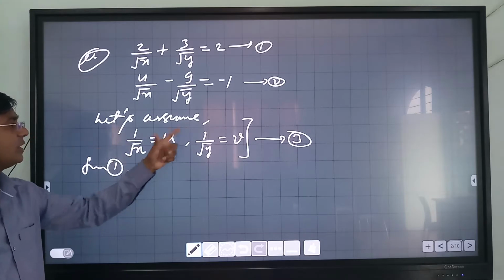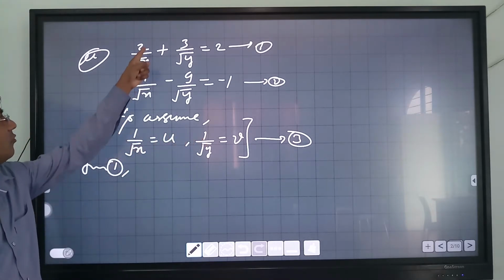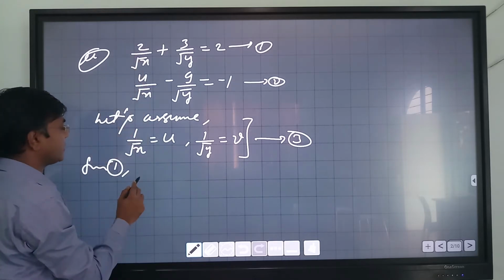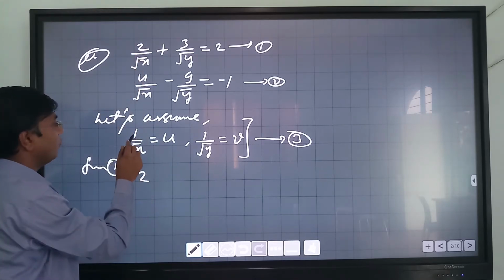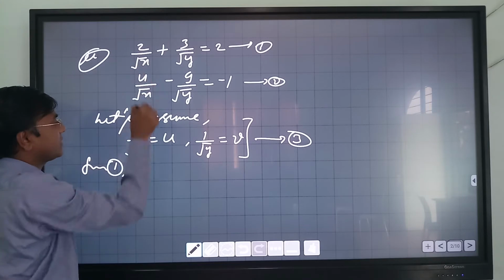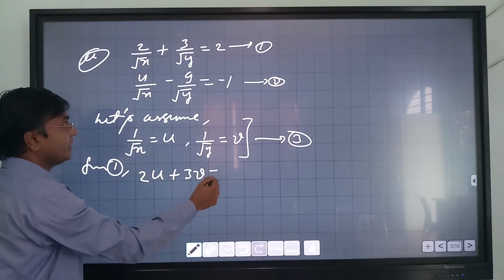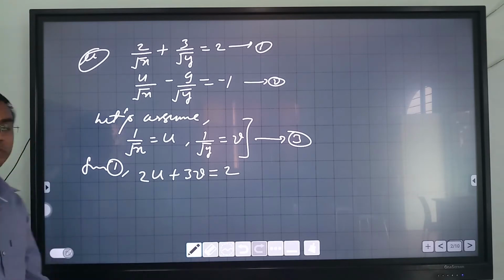Okay, substitute u and v where? At the place of 1 by root x and 1 by root y. So what we will get? 2 as it is into 1 by root x. So 1 by root x becomes u. So 2u plus 3v equals to 2, right?